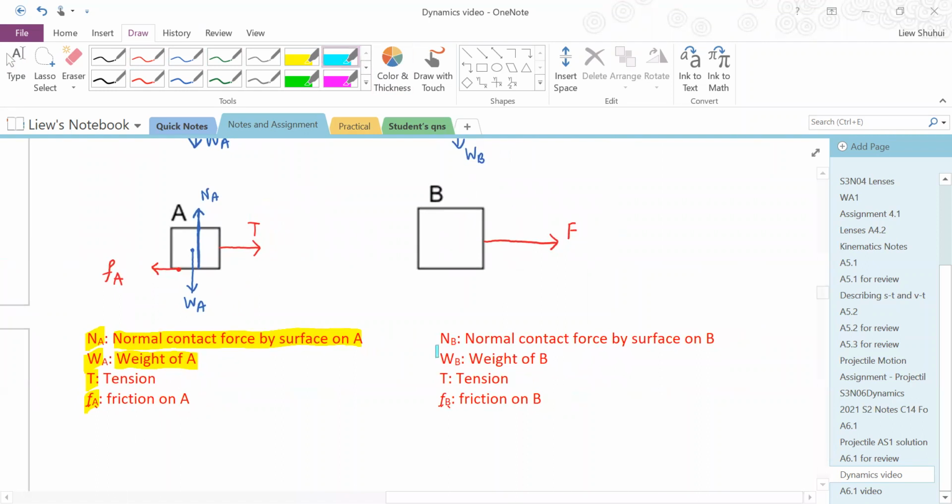And on top of that, there will be all these forces that we have labeled here. The weight of B, the normal contact force by the surface on B, the tension that is away from B, as well as the friction, which is opposing the motion. Check that these two T have the same length.